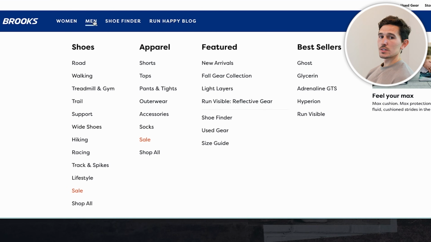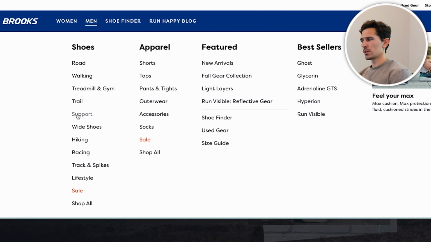So what Brooks could do in this case, instead of having a setup that combines all these ad groups together into one, and instead of having a setup that has 1, 2, 3, 4, 5, 6, 7, 8, 9, 10, 11 ad groups, which is too many, they can mix and match these ad groups in the appropriate fashions. So what I would do is, this is rough guessing because I don't know this brand too well, but I would have road, walking, and treadmill. That would be number 1. I'd have trail and hiking as number 2.